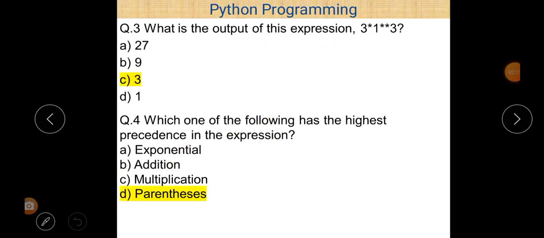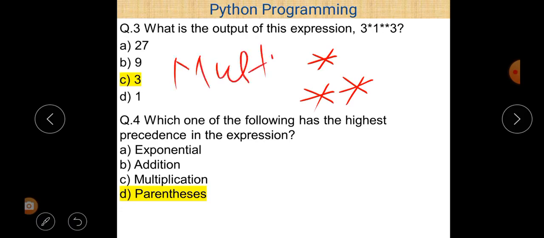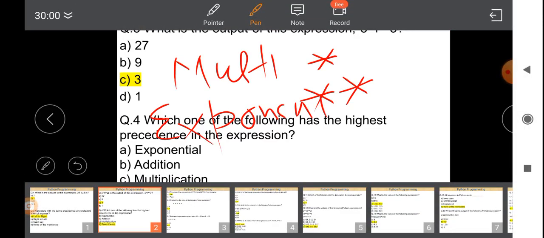What is the output of the expression 3 star 1 double star 3? The important thing in this question is that there are two operators used. The first one is star and the second is double star, asterisk and double asterisk. What is the meaning of these two operators? As you know, star represents multiplication, and double star represents exponent. Now I think it is clear to all of you.